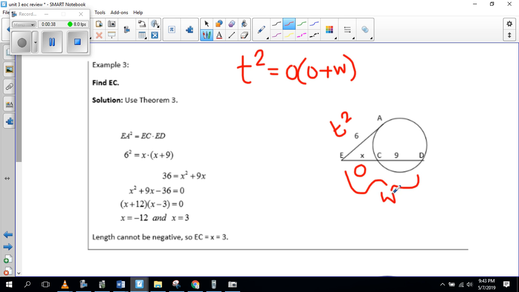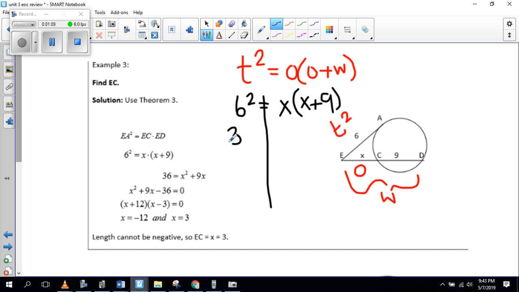So if we do this one, we're using our formula. Our tangent is 6, so it's 6 squared equals our outside. We got an outside of X. Remember, we got to put our X there again, plus our whole, the other part, 9. Okay? And then we're going to work this one. This one is a little bit more involved.